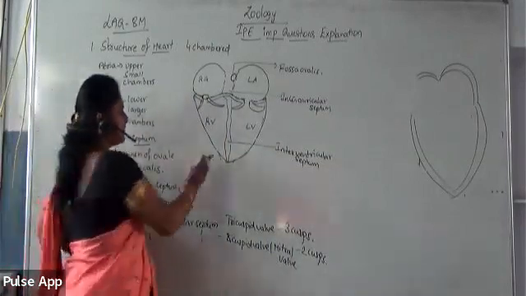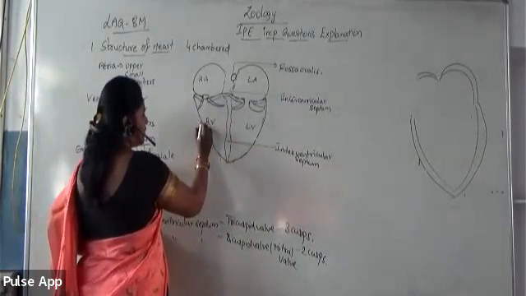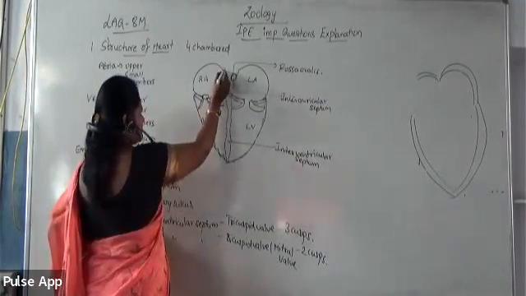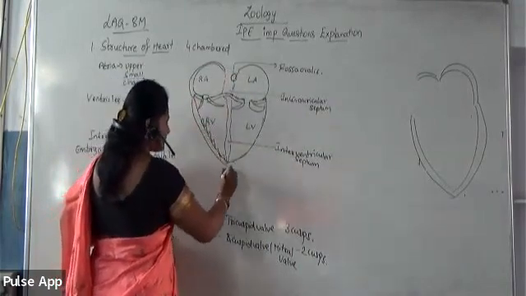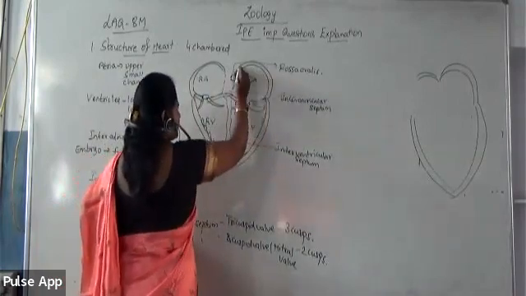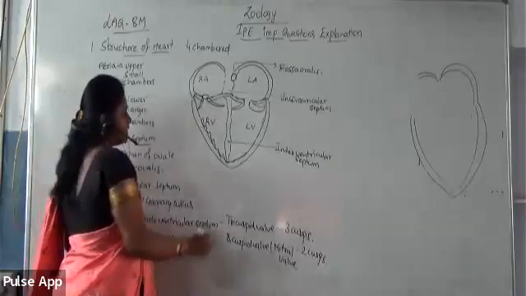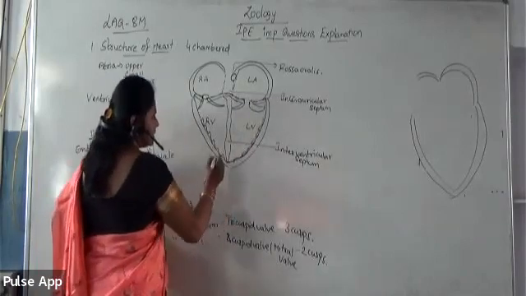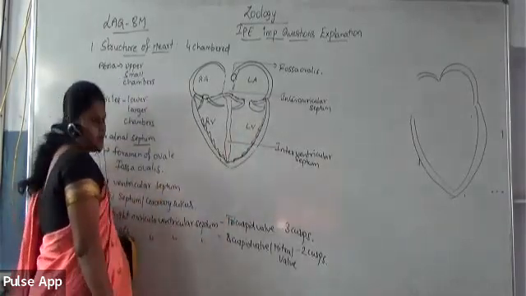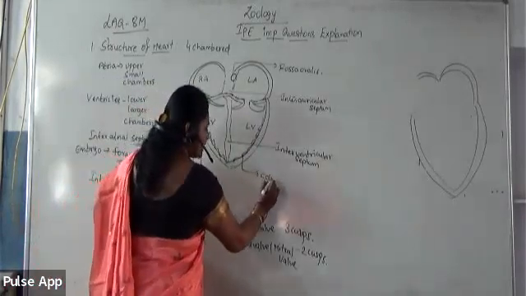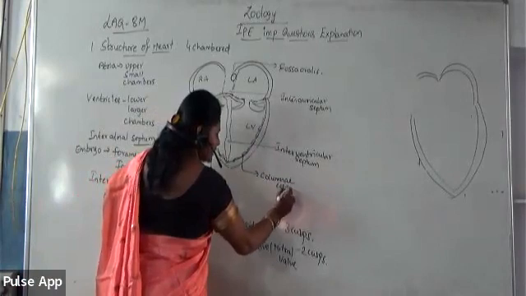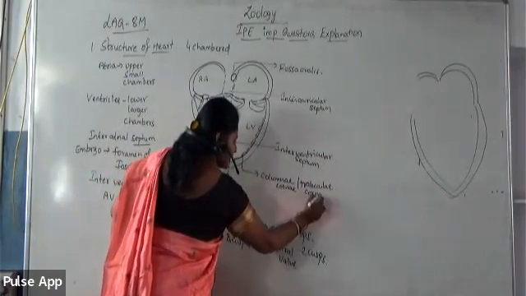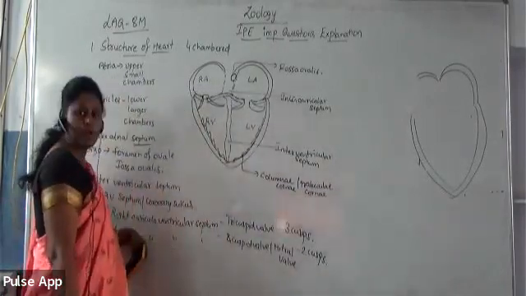And not only that, when it comes to the ventricles, the wall of the ventricles contains a series of ridges like this. Already I told you that it is covered by a pericardial membrane. This series of ridges is called columnae carneae, or it can also be called trabeculae carneae.